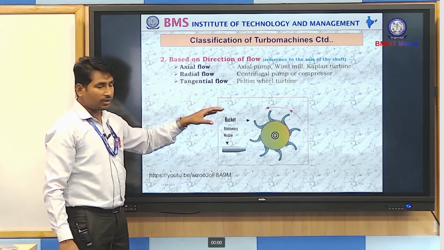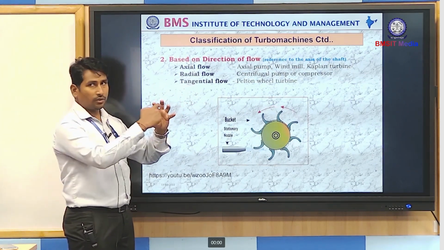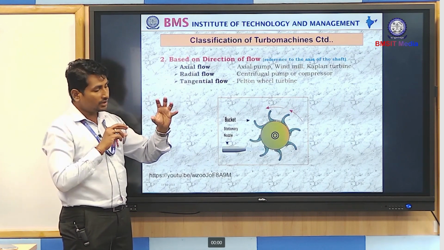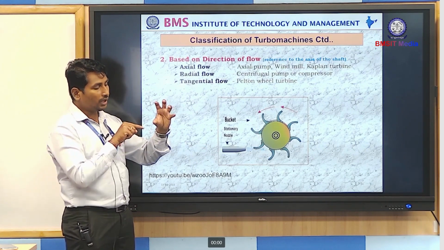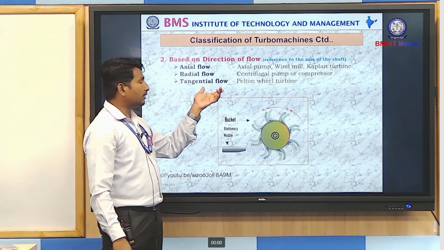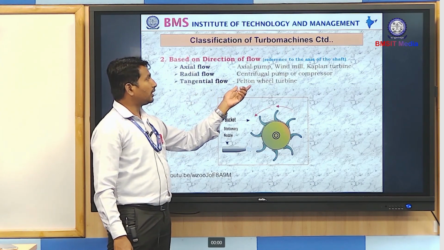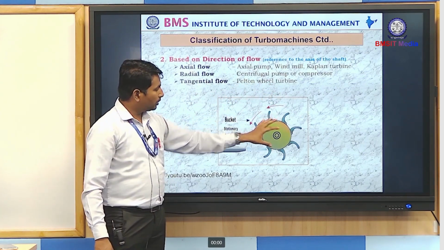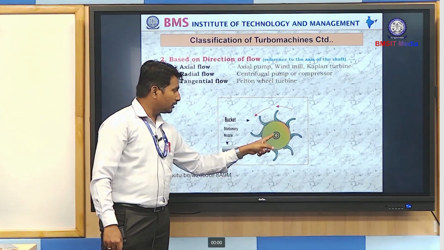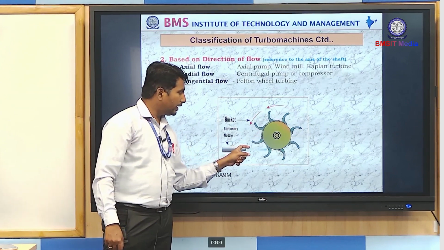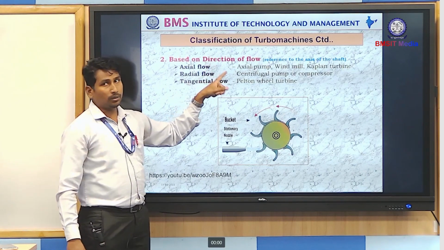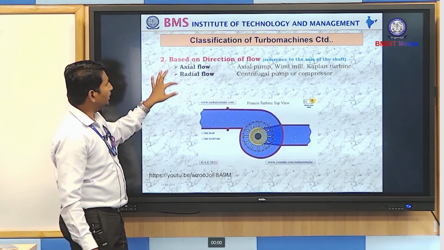Next is tangential flow machine. If the rotor is rotating like this, the water neither enters like this, nor enters along the periphery. The water enters tangentially. For example, if this is a rotor, and the water hits only in the tangential direction, that is called a tangential flow turbo machine. An example is the Pelton wheel turbine. So this is the rotor, and water hits tangentially. If this is a shaft, the water always tries to move tangentially to the shaft. So it is called a tangential flow turbo machine. Axial flow, radial flow and tangential flow.